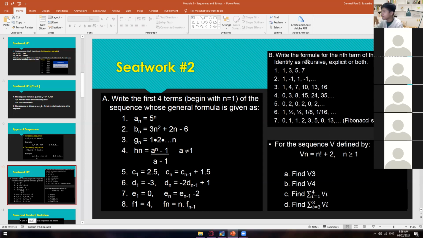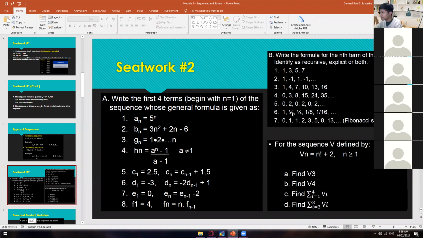Write the formula for the n-th term of the sequence, identified as recursive, explicit, or both. So in here, there are two things that you need to do. Write the formula for the n-th term, okay? And then identify that formula if it's recursive, explicit, or both, okay?